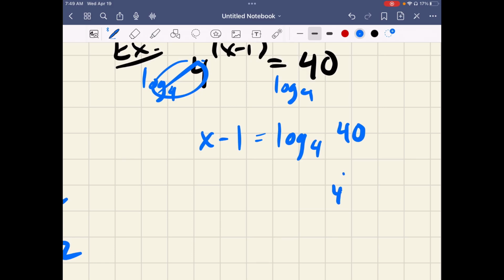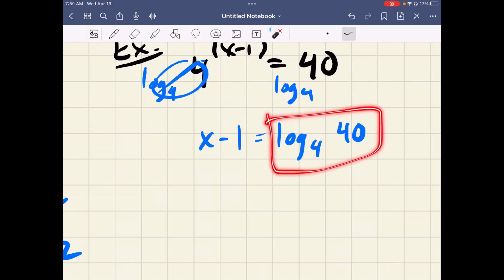4 to what power gives me 40? I know that's going to be a decimal value, right? Because 4 squared is 16, 4 to the third is 64. So I'm going to have some number that's in between 2 and 3, and that's okay because I do know this is going to give me a number. It's just going to be an irrational number. And I'm going to use my calculator here in the end to figure that out.